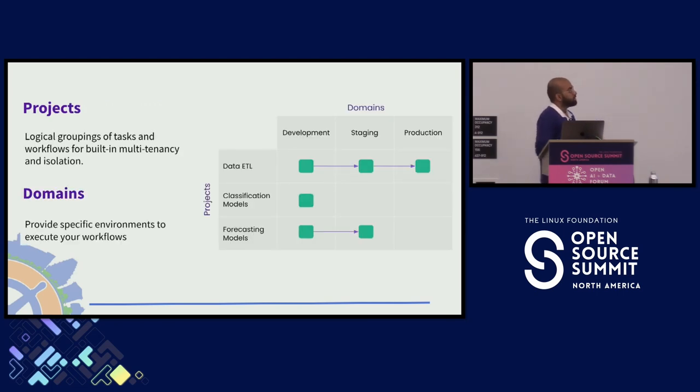Coming to the next slide, which is projects and domains. If you have worked in a company, then you would know that there are different domains specific to environments, such as a development environment, then a staging environment, and finally, when you have everything set up and ready, a production environment. We can segregate the whole lifecycle of our code into these domains. Projects are logical groupings of tasks, like fetching the data, ETL, classification models and forecasting models. This can be divided in Flyte very easily, and I will show that in the demo.